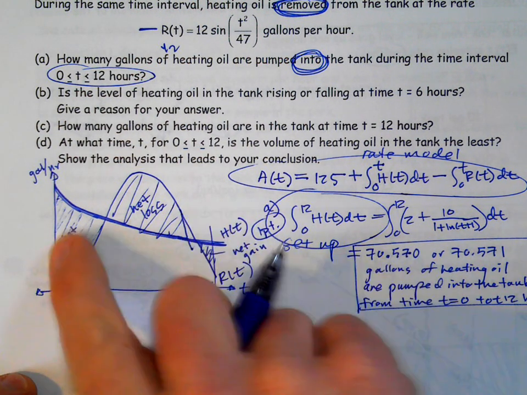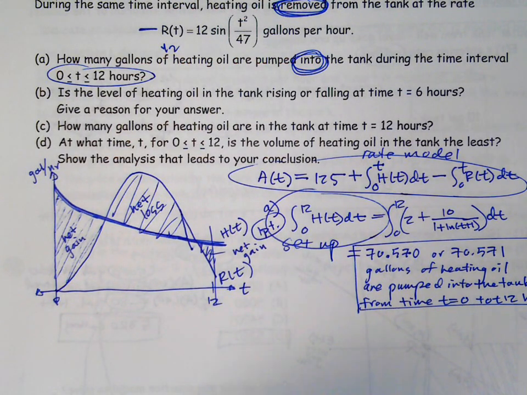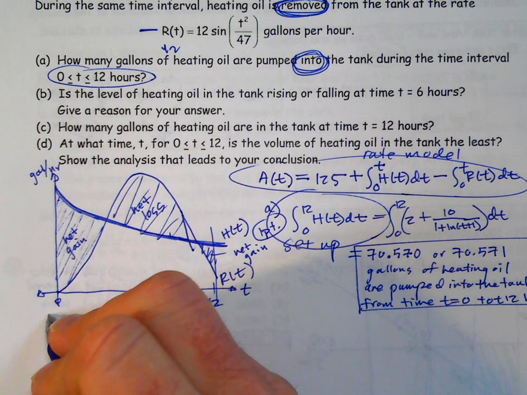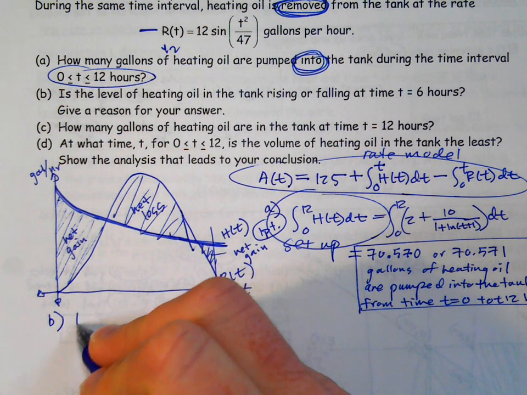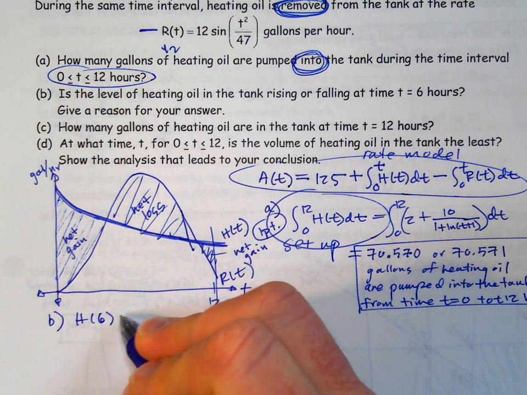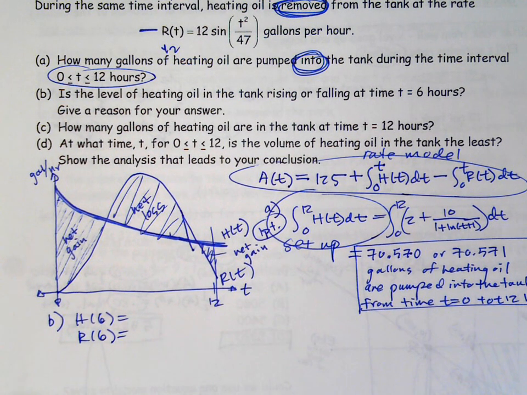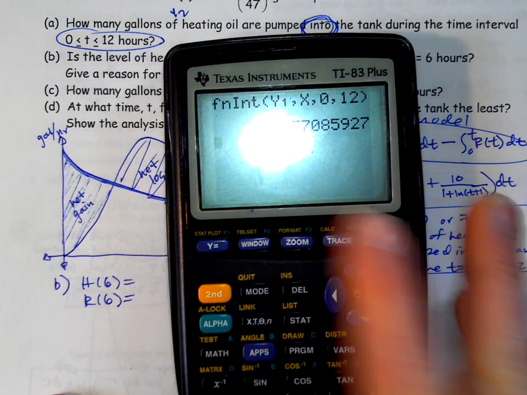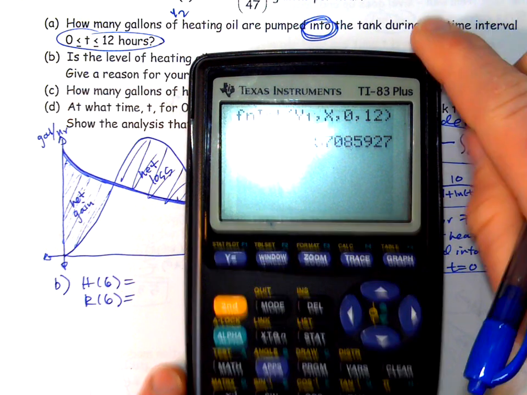Now, we could look at this picture, I guess, and figure out where time 6 is, but you're really going to need to support your answer. So I would say the best way to figure it out is to figure out, well, what's H6 and what's R6, because that's what you need. You need the entering rate and leaving rate at time 6. Now, I've already entered those equations in my calculator, so I don't have to retype them.